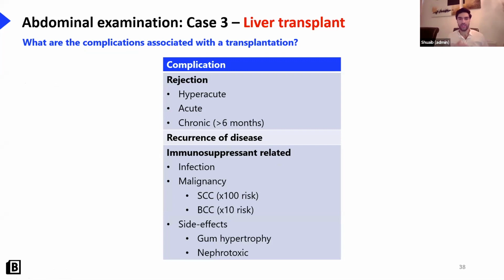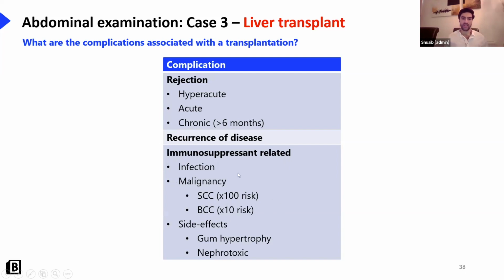So, you know, if this is an autoimmune process, if you transplant the liver in, there's a chance that it could be affected by the same autoimmune process. So you need to be aware of that. And immunosuppressant related complications. Of course, if you're suppressing the immune system, they're at risk of infection. Interestingly, malignancy risk is increased, particularly with dermatological malignancies. So squamous cell carcinoma, that's SCC, there's a 100-fold risk, and basal cell carcinoma, there's a 10-fold risk.